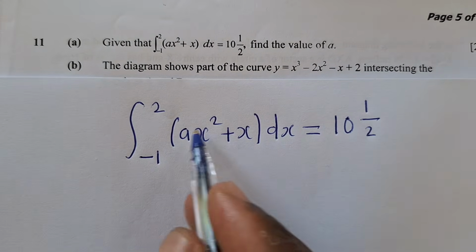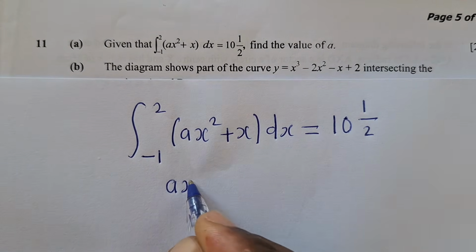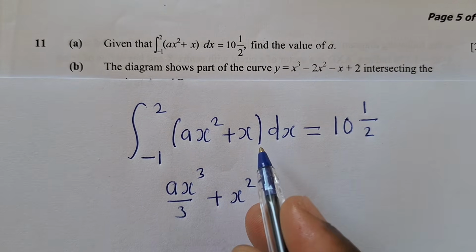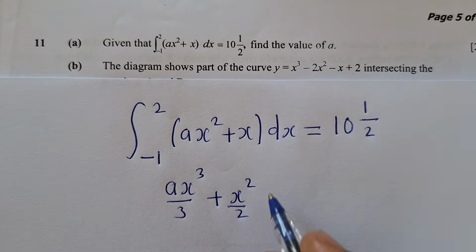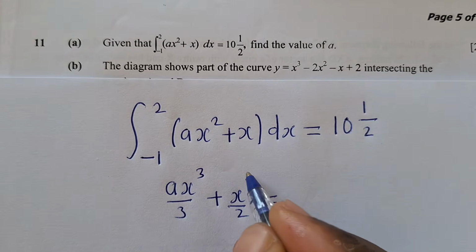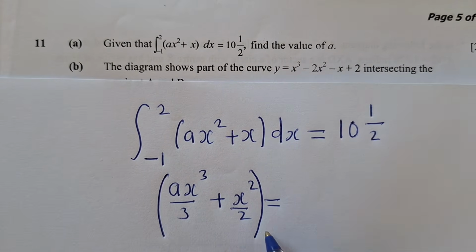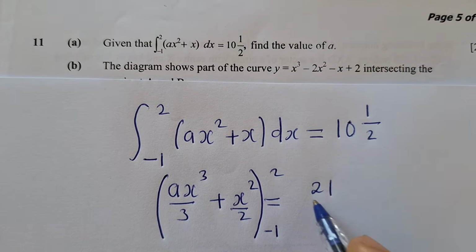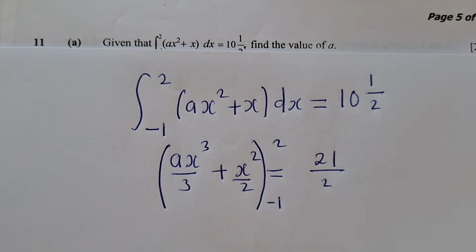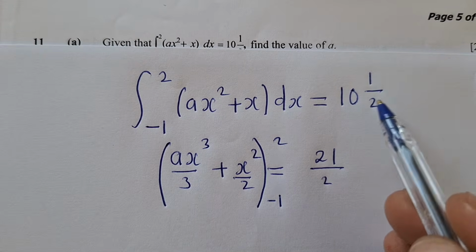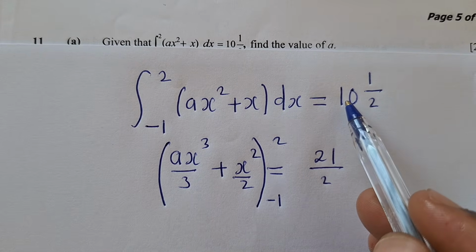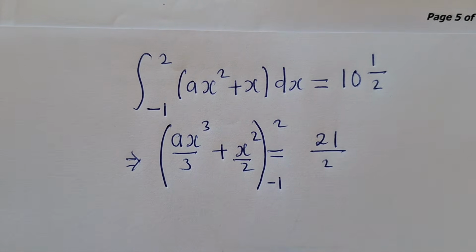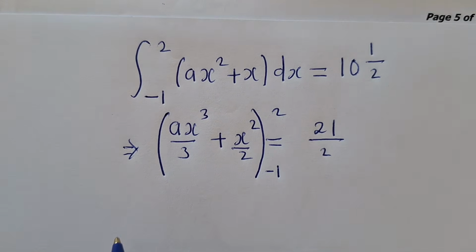So our job is just to integrate this. It will be a x power 3 over 3 plus x power 2 over 2 is equal to, actually before we put the equal to, we can put the limits negative 1 and 2 here. So this is equal to 21 over 2. Okay, so I've just put this in improper fraction. Multiply 2 times 10, it's 20, plus 1, it's 21. So from this stage, we can substitute the limits.